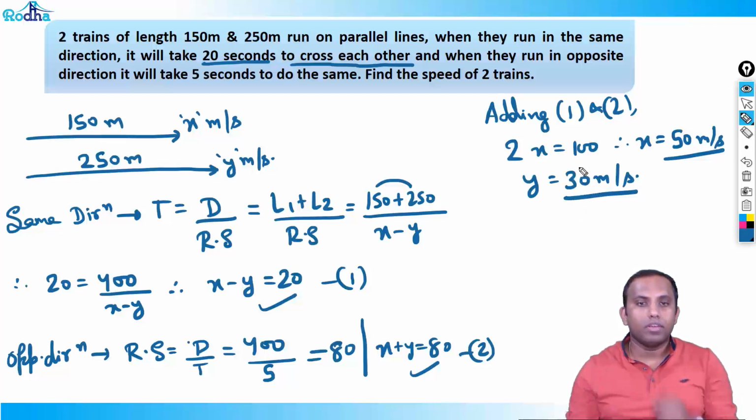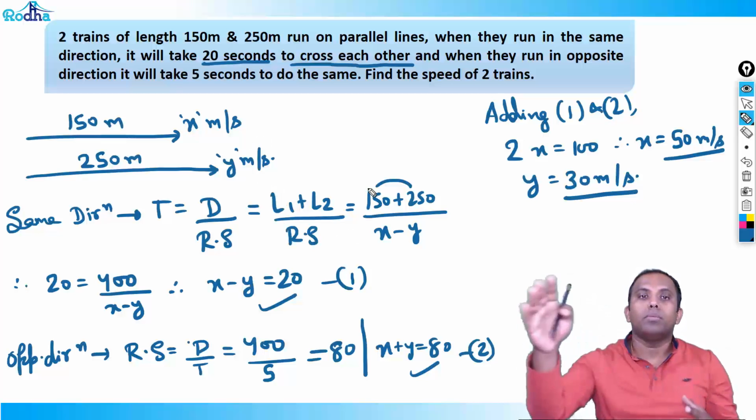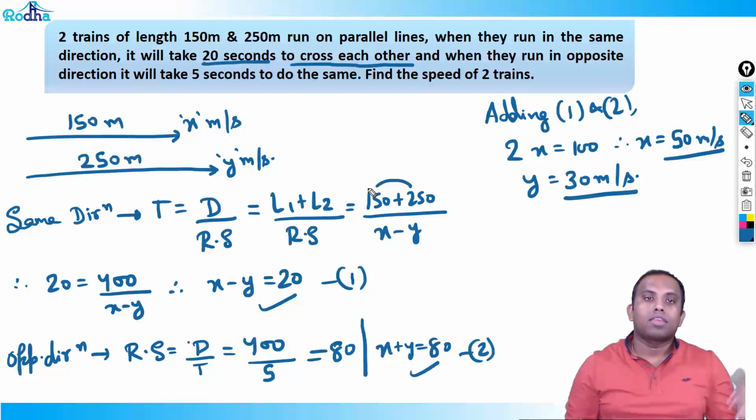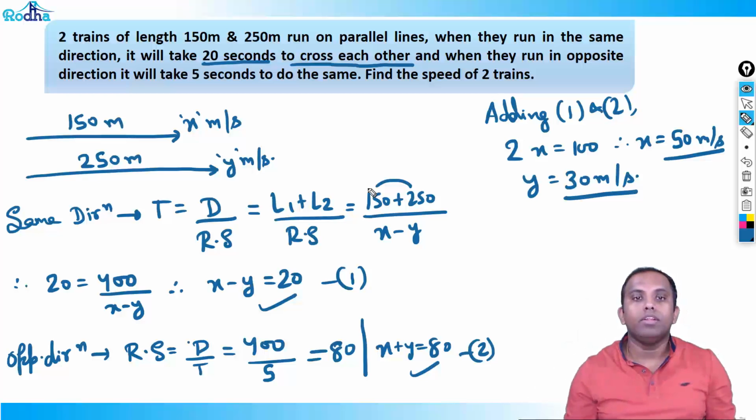I hope it is clear, right? So all these concepts you need to build up. This is a very easy question actually. Once you solve 2-3 more questions, this kind of question will look very easy, and you can do it just mentally. The difference of speeds is 400 by 20, that is 20. The sum of speeds is 400 by 5, that is 80. So x minus y is 20, x plus y is 80, 2x is 100, so x is 50. You can do this kind of question very easily. Just understand the concept right now.